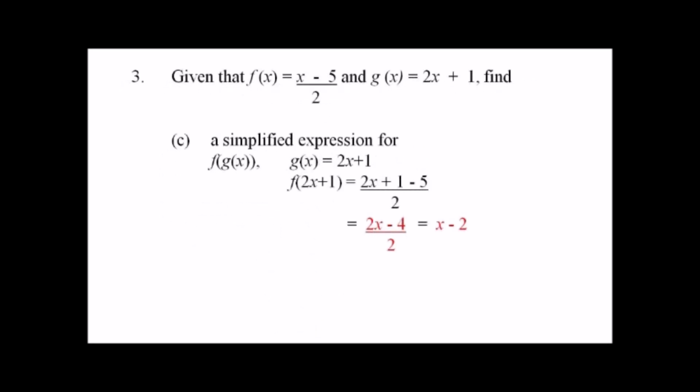And we move on to 3c, a simplified expression for fg of x, again a composite function. So g of x is 2x plus 1. Substitute that whole thing into f of x, where you see x, so put 2x plus 1 minus 5 over 2, and you get 2x minus 4 over 2, which gives you x minus 2. Final answer.